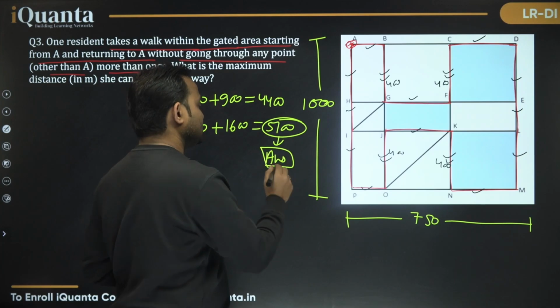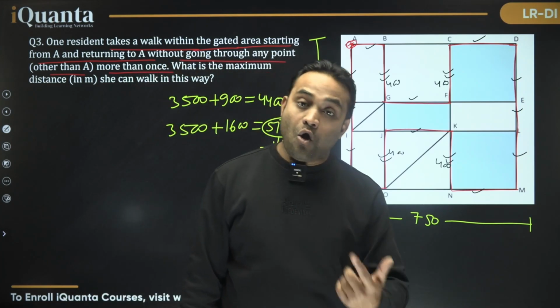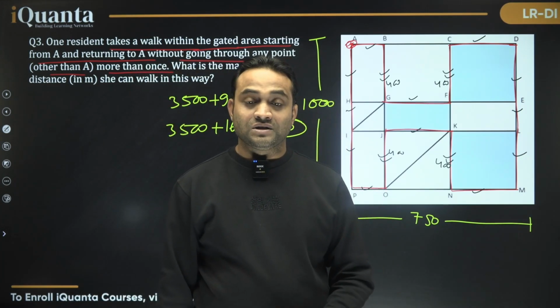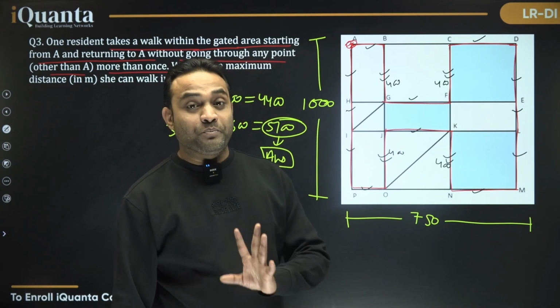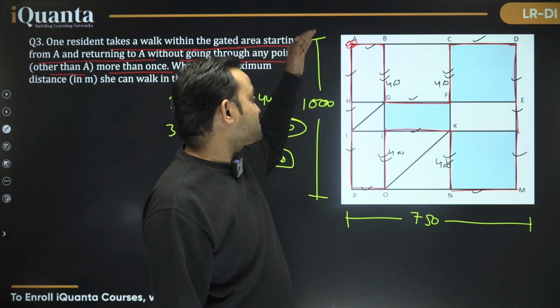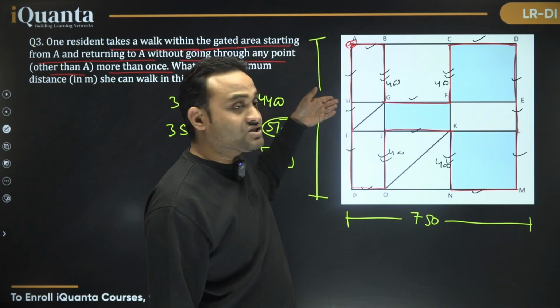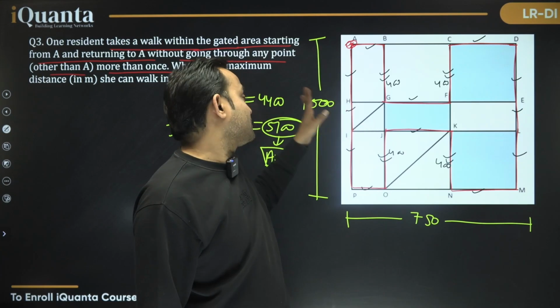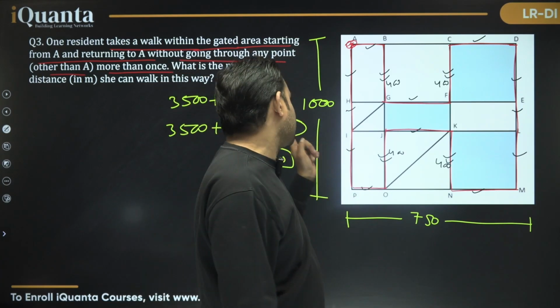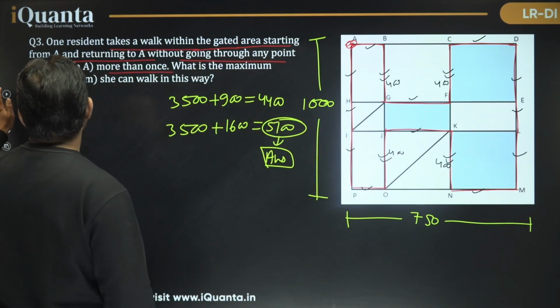So again, the target was to cover all the points. That can be done in multiple ways, but two basic ways. One was going through A to H, one was going through A to B. And in those cases, we got two different distances, but the maximum is 5100. That is our answer.